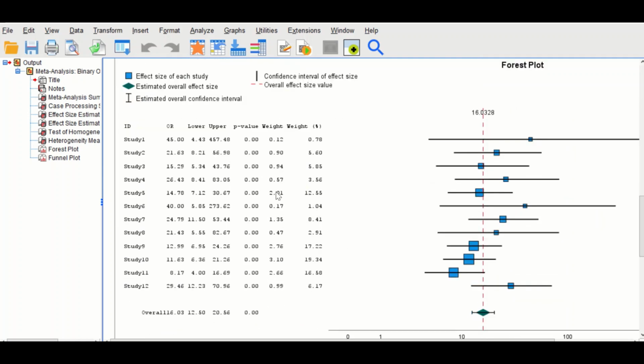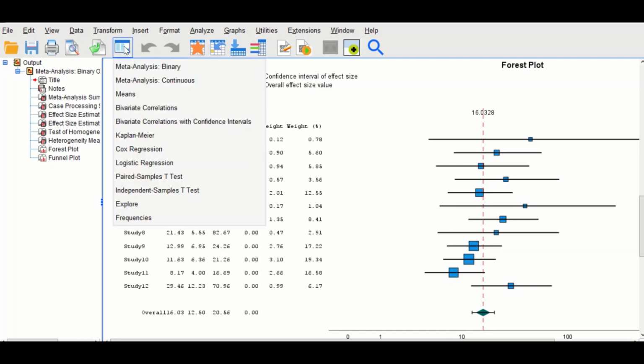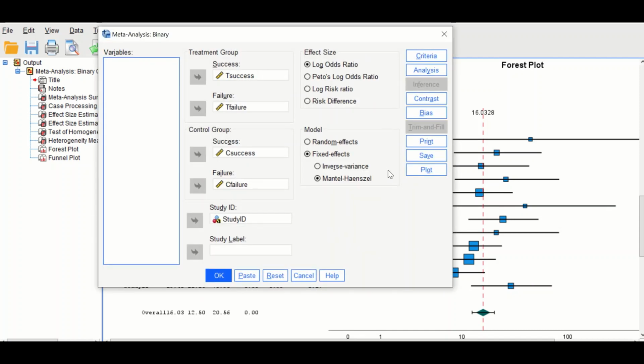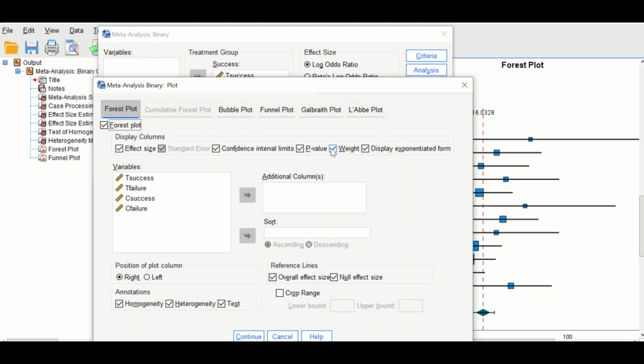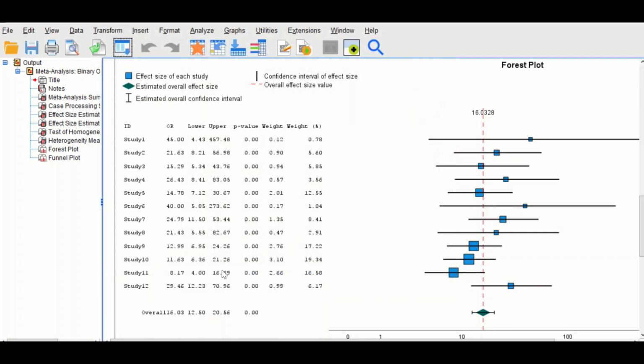So looking at the first part, as shown here, the ID for each study from 1 to 12, an odds ratio is generated for each individual study, as shown here. As shown here, the OR is given in exponential form, and to revert that to non-exponential, click again on meta-analysis, binary, and in the plot section untick display exponential or exponentiated form, and click on continue and click on OK.